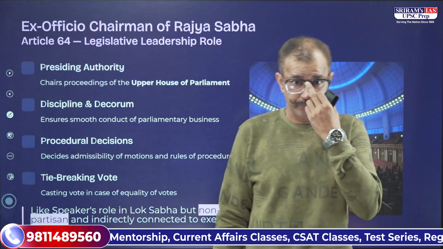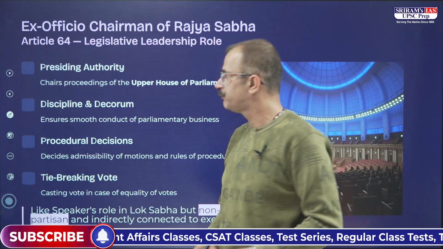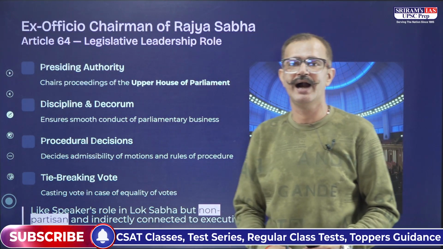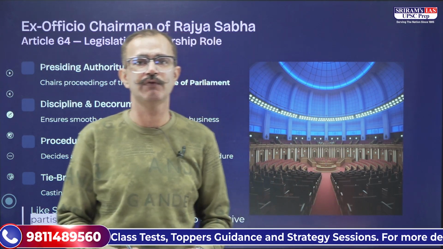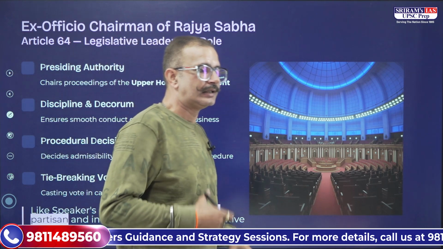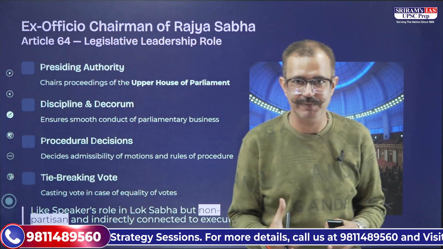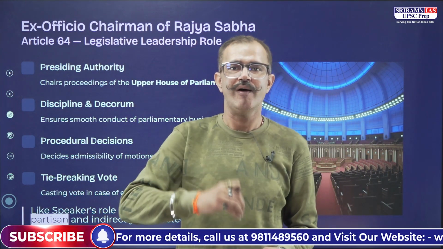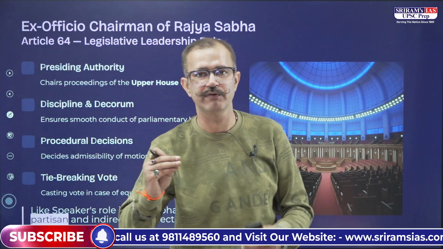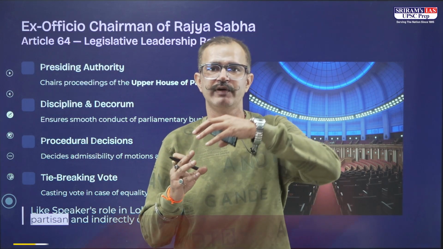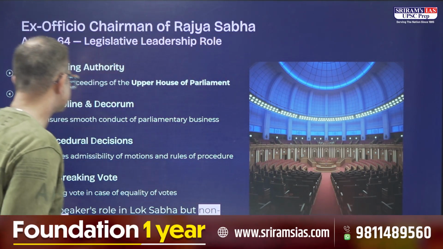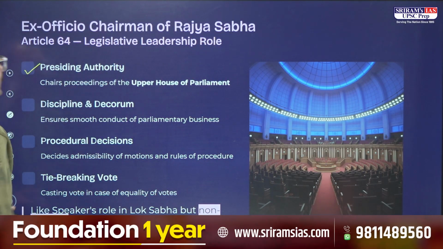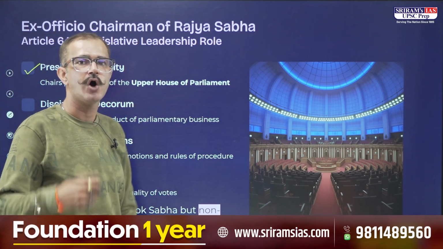Alright. Now, according to Article 64, the legislative leadership has been provided to the Vice President of India, and he acts as the ex-officio chairman of the Rajya Sabha. That means the chairman of Rajya Sabha is not elected. Whoever is elected as the Vice President of India, by being Vice President, gets the role of the chairman of the Rajya Sabha. And in this role, he chairs the proceedings of the upper house, the Rajya Sabha.